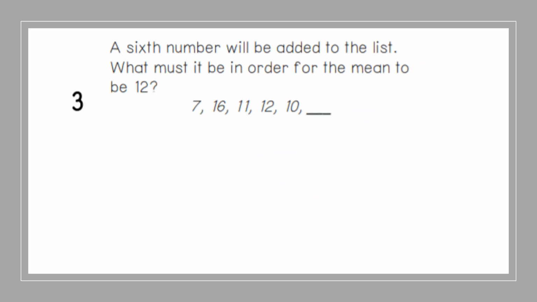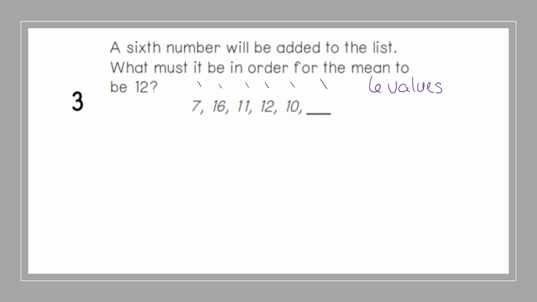Number 3, a 6th number will be added to the list. What must it be in order for the mean to be 12? Remember how to get the mean, which is the same as the average. You add and divide by the number in the series. First of all, we have 1, 2, 3, 4, 5 numbers there. We're adding another one, so that's going to give us 6 values or 6 numbers.